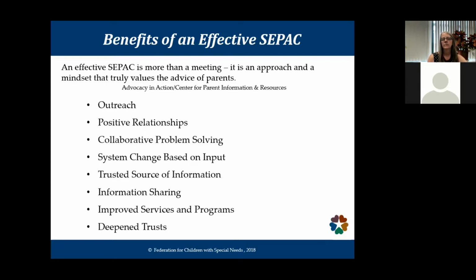But I think the key word in this whole process is trust. When school systems trust the information that parents bring to them, they'll listen. And same way it goes back and forth. And when CPACs trust the school administrators with the information that they're bringing to them, then they feel like they're part of that system. So that's the benefits of having a CPAC in your community. And so this mindset that values the advice of parents, I believe, is key to an effective CPAC.